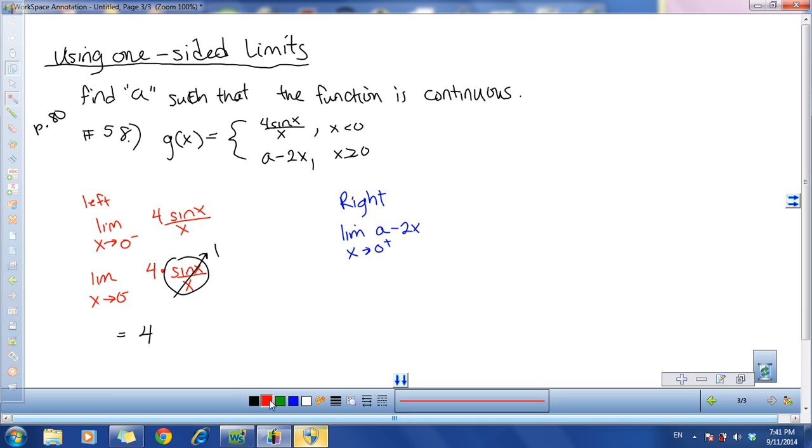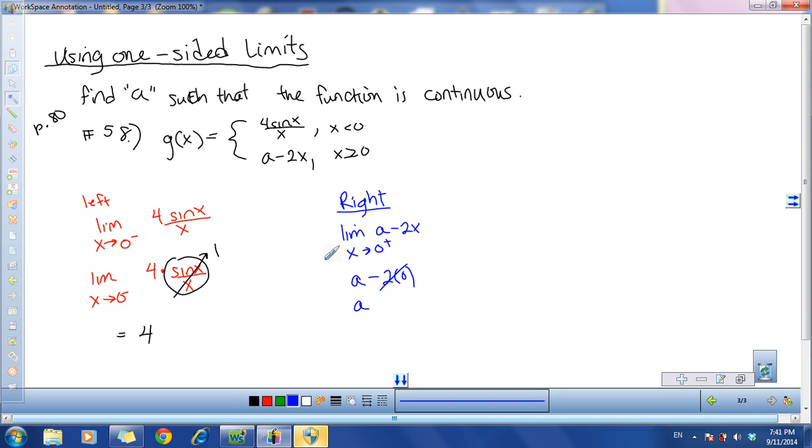Okay, and then I have to solve my right side limit. So I'm just going to plug in 0 because there's nothing for me to simplify here. So just direct substitution now. I don't need the limit anymore. Just kidding. So if I just use direct substitution, I get a minus 2 times 0, which is just 0. So I just get a.